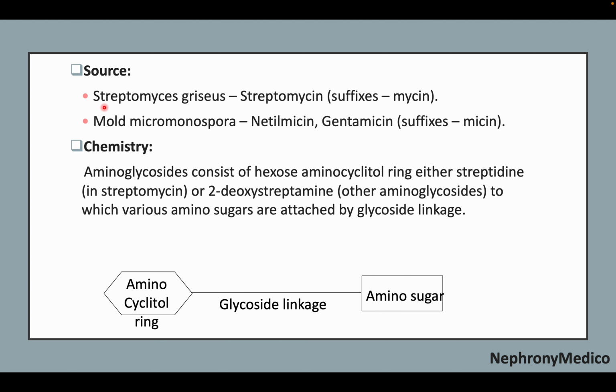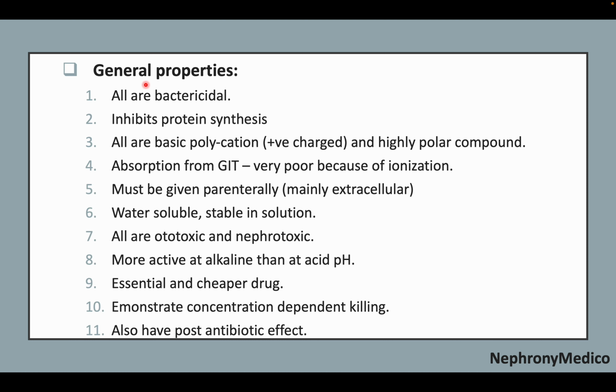The source: Streptomyces griseus is the source for streptomycin, and the mold Micromonospora is the source for netilmicin and gentamicin. Chemistry: the aminoglycoside consists of a hexose aminocyclitol ring, either streptidine or 2-deoxystreptamine, to which various amino sugars are attached by glycoside linkage.